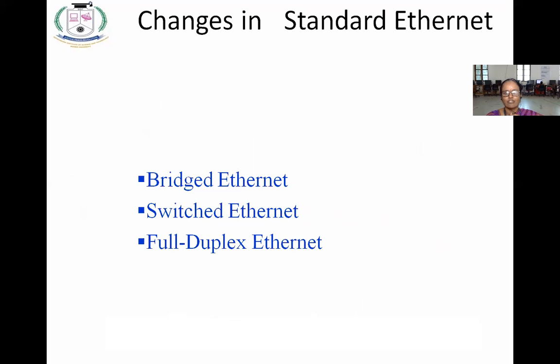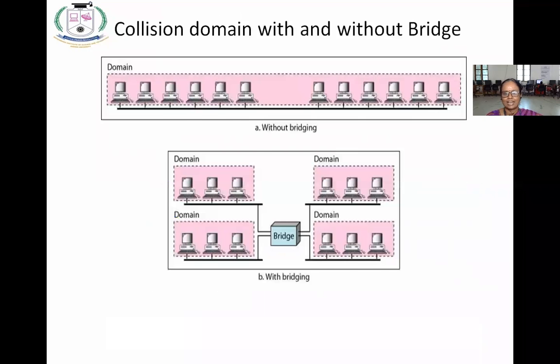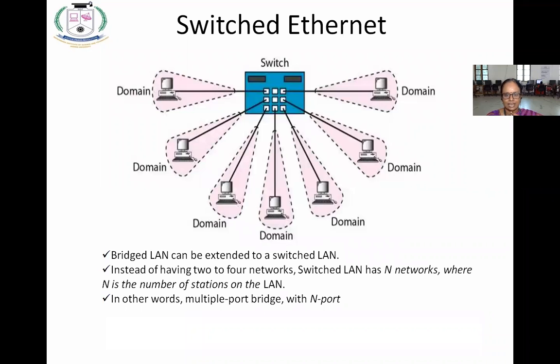And then the changes in the standard, how Ethernet became faster. We have to go to bridged Ethernet. Without bridging, the speed will be less, and the network is not independent. When you go with bridged Ethernet, switched Ethernet, and full duplex Ethernet, this is bridged Ethernet and this is switched Ethernet.